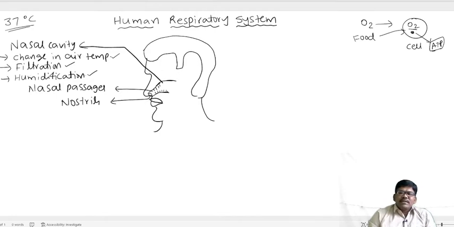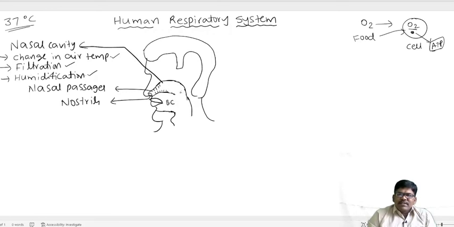After that, the nasal cavity opens into the pharynx. Both the nasal cavity and buccal cavity open into the pharynx. Buccal cavity means here the mouth. The mouth opens into the buccal cavity. It is also called the oral cavity.